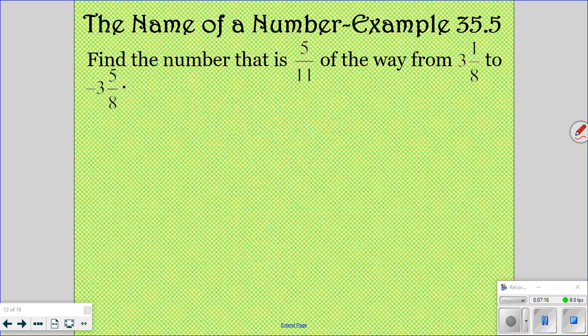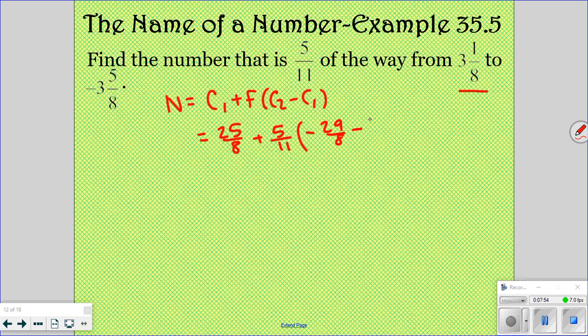So y'all see if you can do this one by yourself, and then once you've tried it, y'all can unpause the video and I'll go over it for you. So our formula is going to be C1 plus F times C2 minus C1. So our C1 is 3 1/8, which if you write as an improper fraction is going to be 25 over 8. And then our fraction is 5 over 11. And then our C2, if you write it as an improper fraction, you'll get -29 over 8.